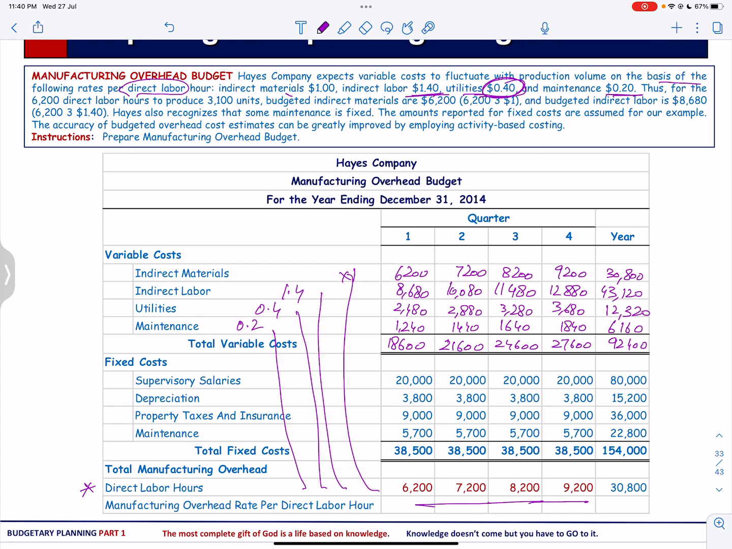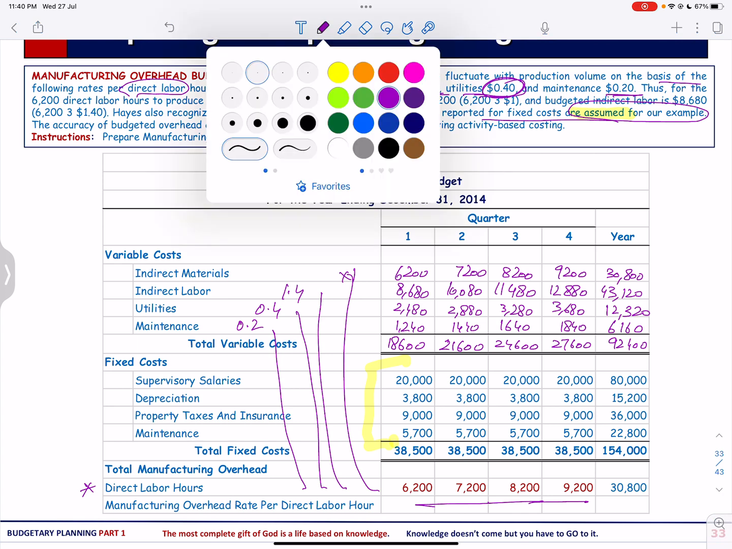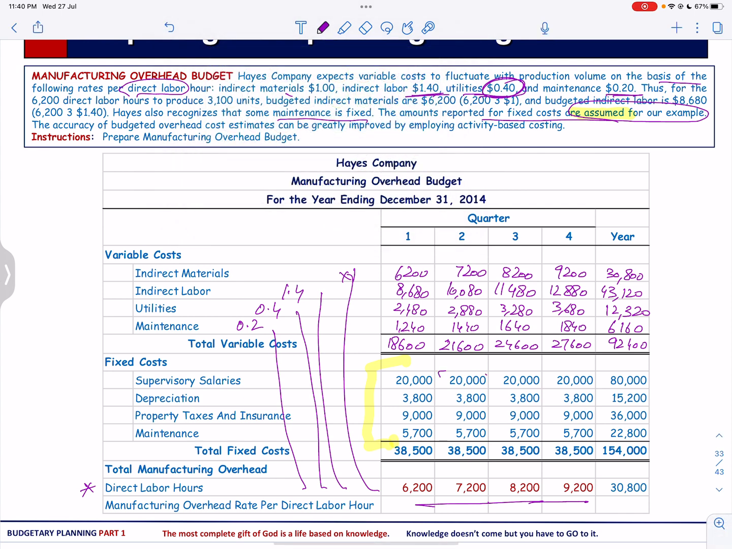Hayes also recognizes that some maintenance cost is fixed. The amounts reported for fixed cost are assumed for our example. So the values that you are getting over here, these are assumed. They have just put the value, and you know that fixed costs do not change. So that's why the fixed cost for supervisory salary is the same for each quarter. Depreciation remains the same, property taxes remain the same, maintenance remains the same. So that's how we calculate.